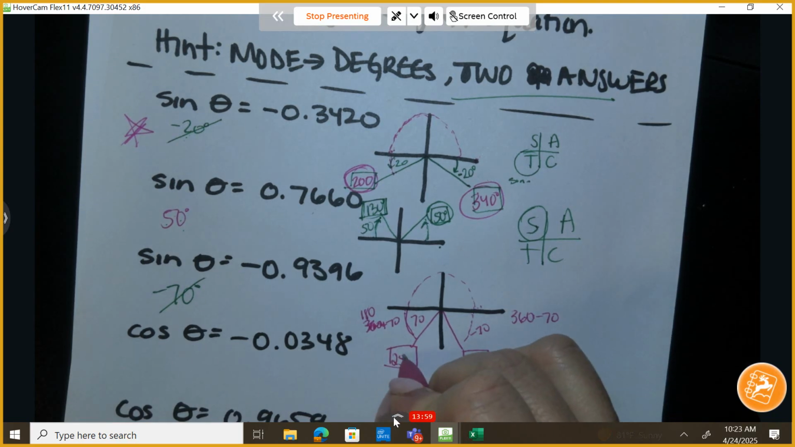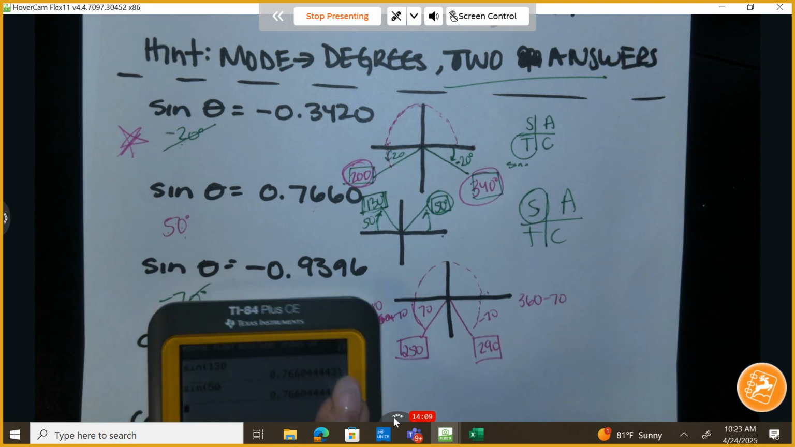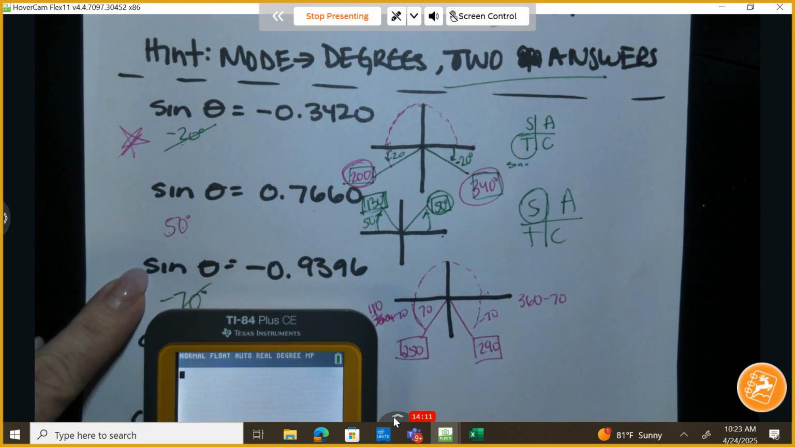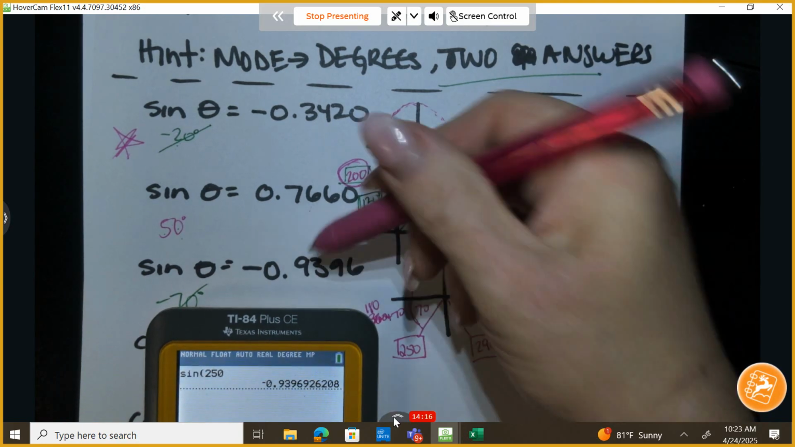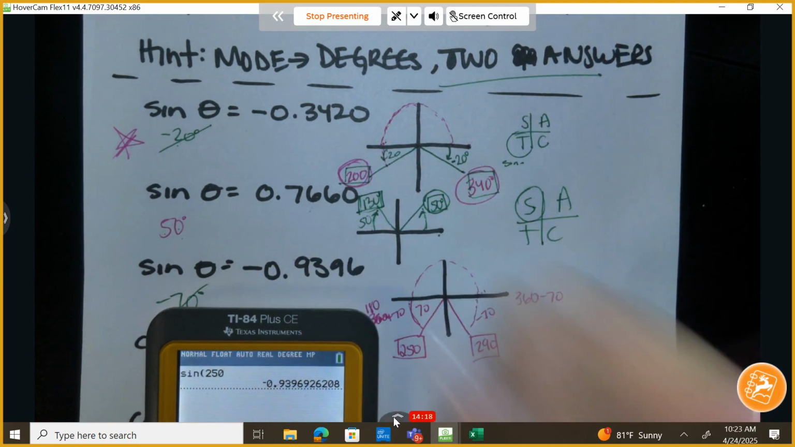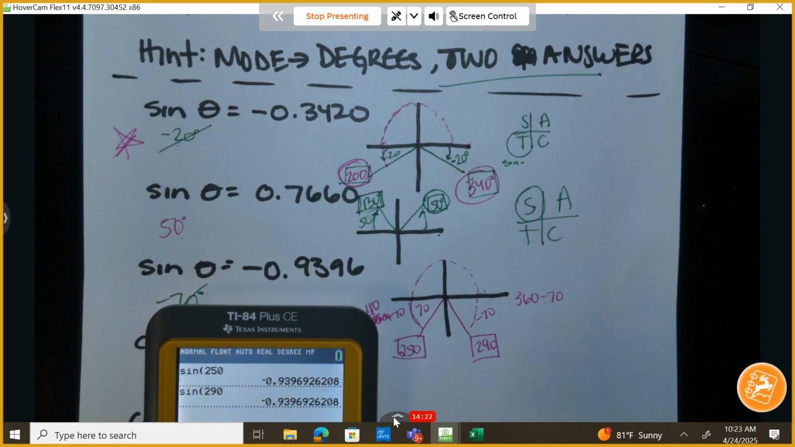Okay, you ready? Raise your hand if I said this is a quiz. How can I prove that these two are correct? Raise your hand if you know how using a calculator. 1, 2, 3, 4, 5. Okay, grab your calculator. Here's how you prove it. I type in the function, which happens to be sine, and I try 250. If I get this value, and it will be rounded, I'm good. Let's try the second one. 290, I get it again, I'm good.